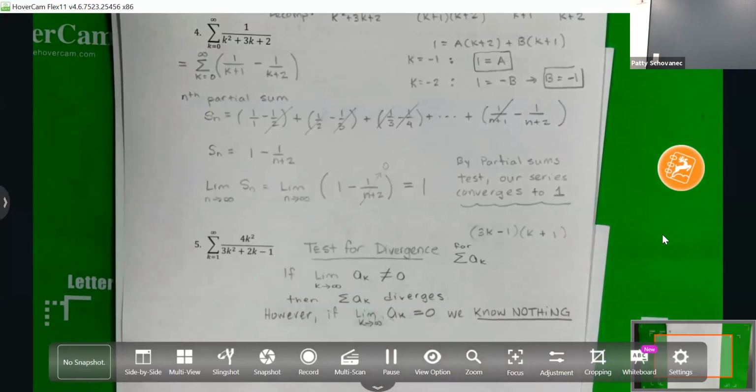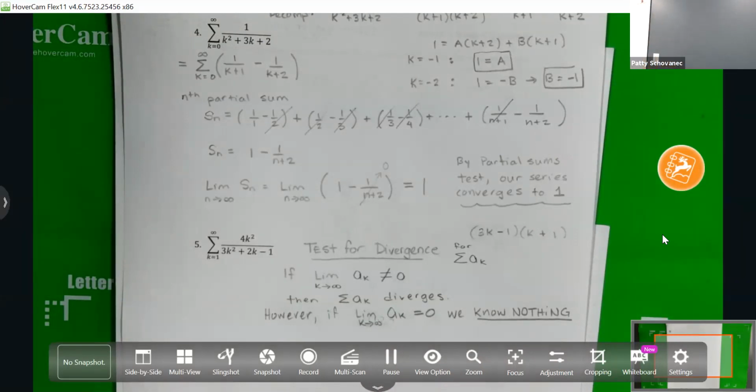If the limit is 0, we don't know jack. Because there are divergent series whose terms go to 0, and there are convergent series whose terms go to 0. The converse, though, is true. If the series converges, its terms go to 0. But if the terms go to 0, that doesn't mean the series converges. It's not a biconditional.